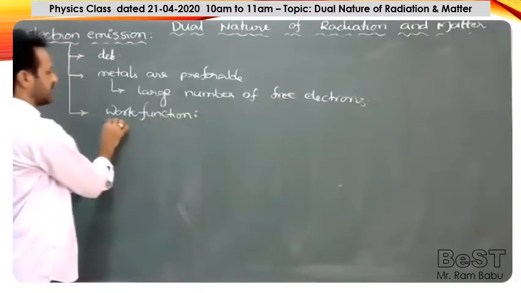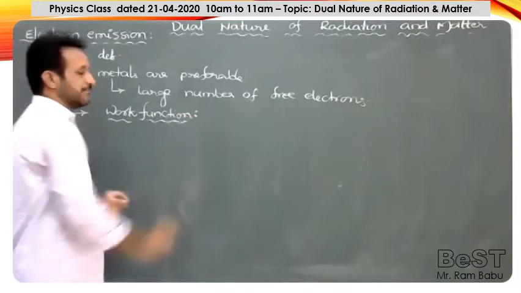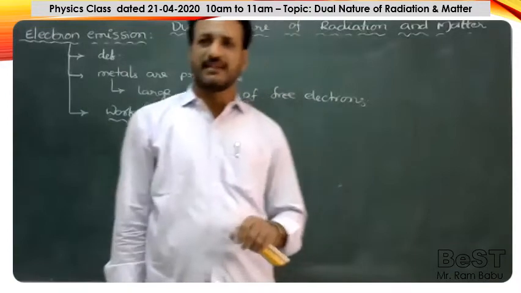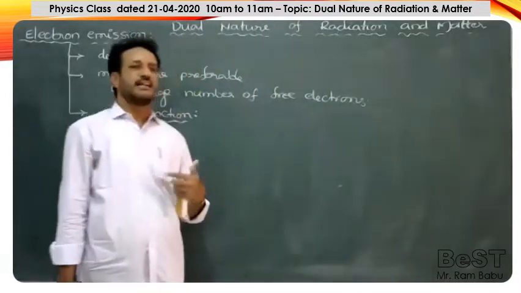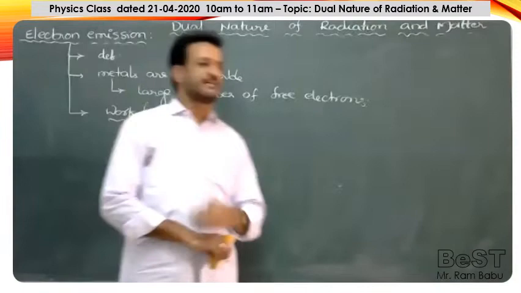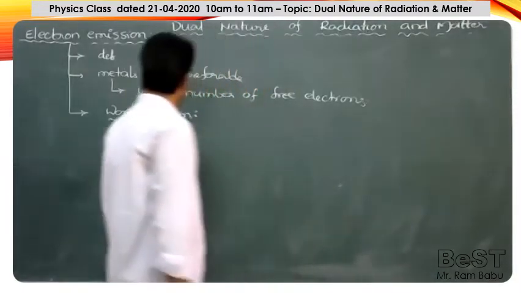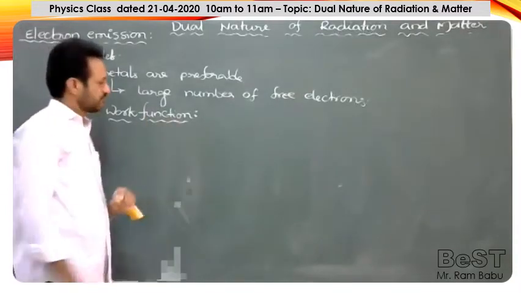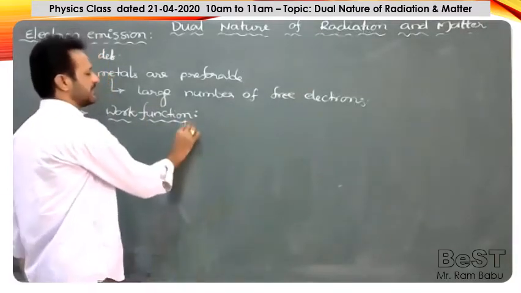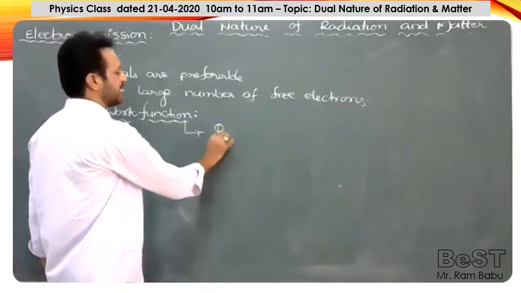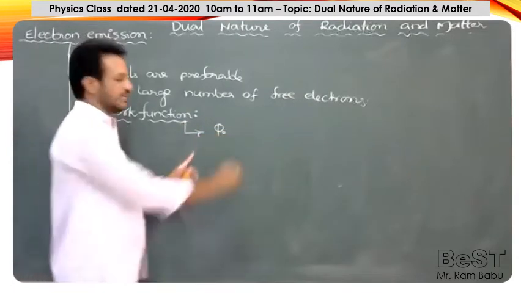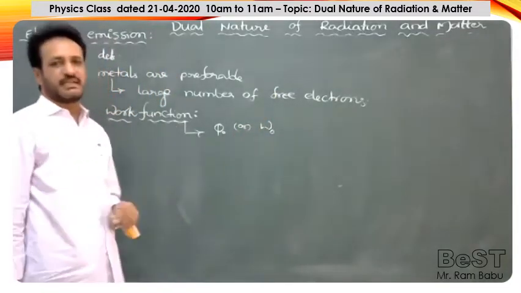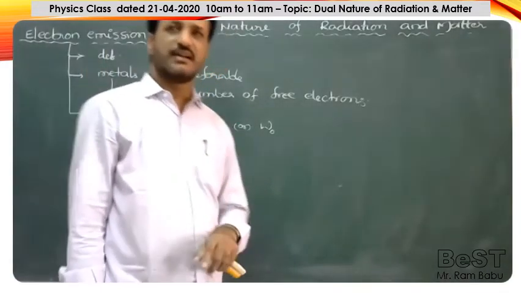So what is the work function of the metal? It is nothing but energy only. The minimum amount of energy required to remove an electron from a metal surface is called work function. Generally, we can denote this work function with the symbol phi or phi naught, or W naught. So the work function of the metal can be denoted with the symbol phi naught or W naught.